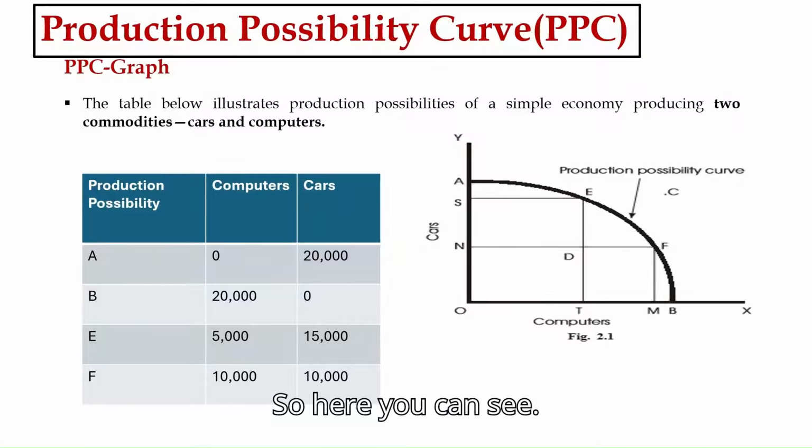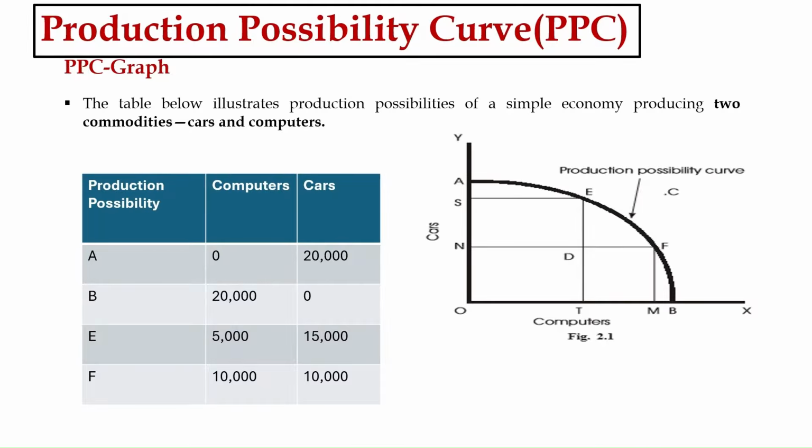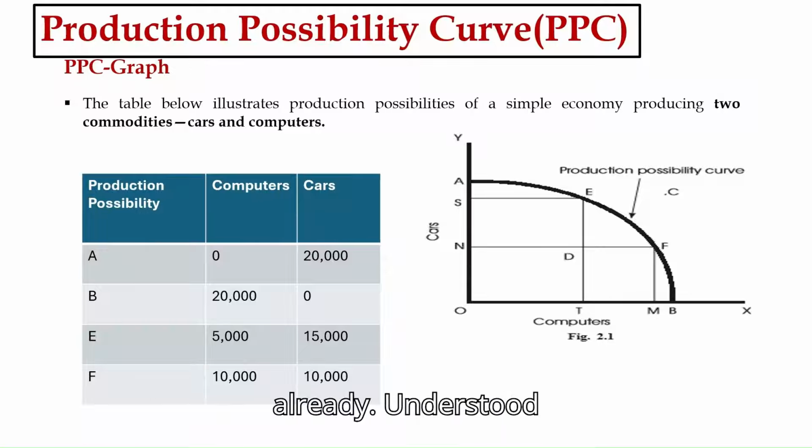So here you can see this is what we call a PPC. PPC is nothing but the production possibility curve. Now, as we have studied in economics, resources are scarce. The resources are limited. Because of the limited resources, a producer cannot produce all the things that he needs to produce, which we have already understood earlier.